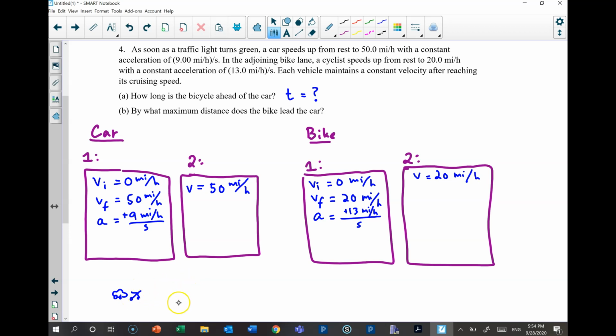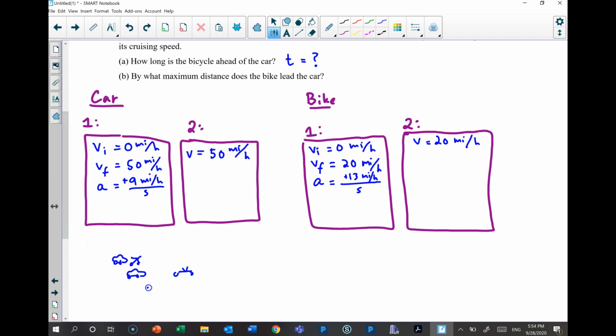I can't really draw a bike. And then a little bit later, here's the car, here's the bike. And then a little bit later, here's the car, and here's the bike. And then at some point, the car starts to catch up.